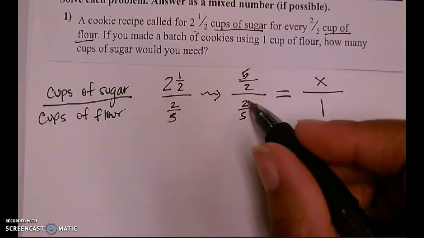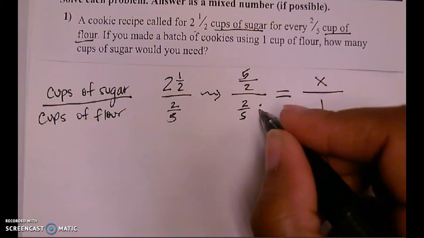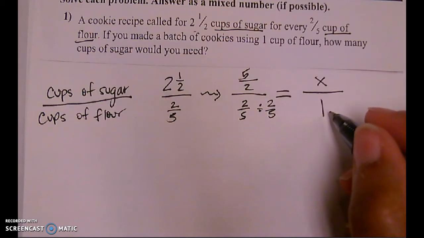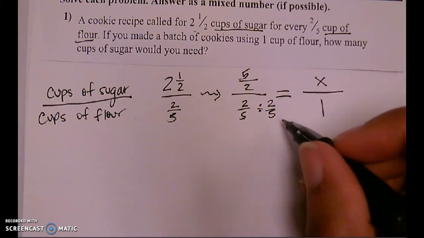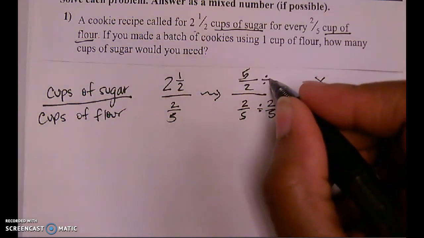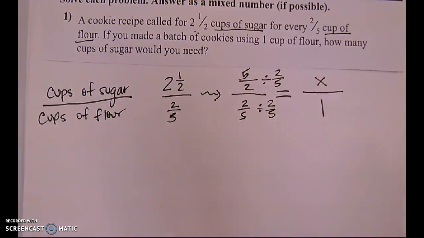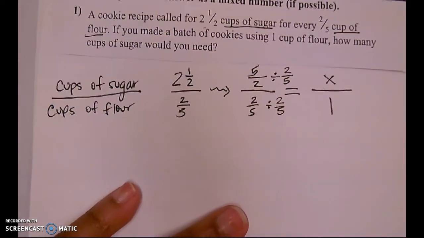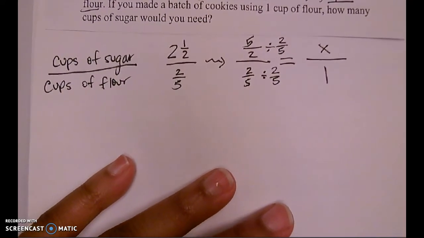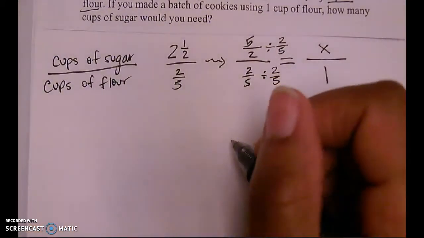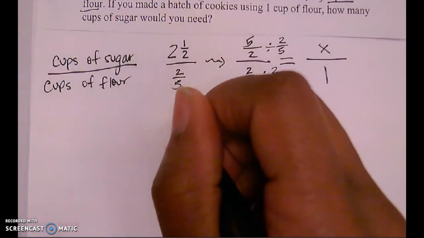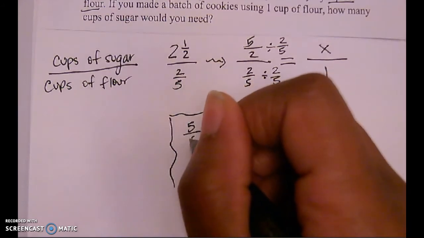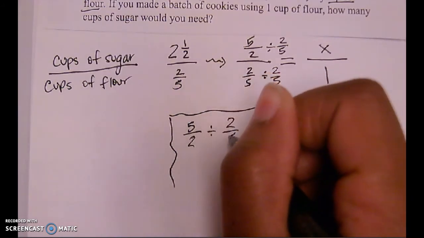I know that I can divide 2/5 divided by itself to get 1. Okay? With that in mind, now I'm going to divide the top by 2/5. Okay? And whatever my answer is here will be the answer for X. So what I'm going to do now is come to the side or down here somewhere. I'm going to set up this problem that I have, which is 5 over 2 divided by 2 over 5.